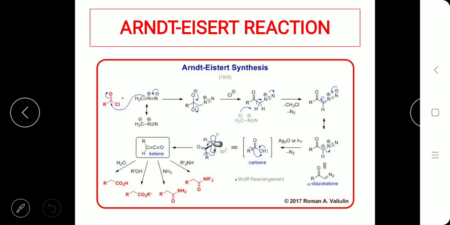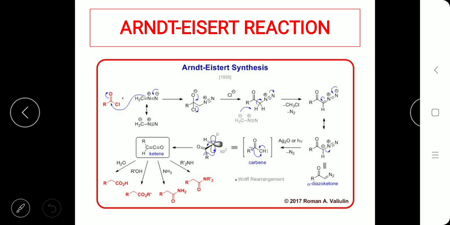So I hope this is clear. Here at this point there is the rearrangement. It is similar to the Wolff rearrangement. So here you can see how the alkyl group migrates to the terminal carbon and the double bond is formed between the carbons. That is what is written here. C double bond C is this one, and then R migrates to the terminal carbon to give rise to the R bonded to the terminal carbon.